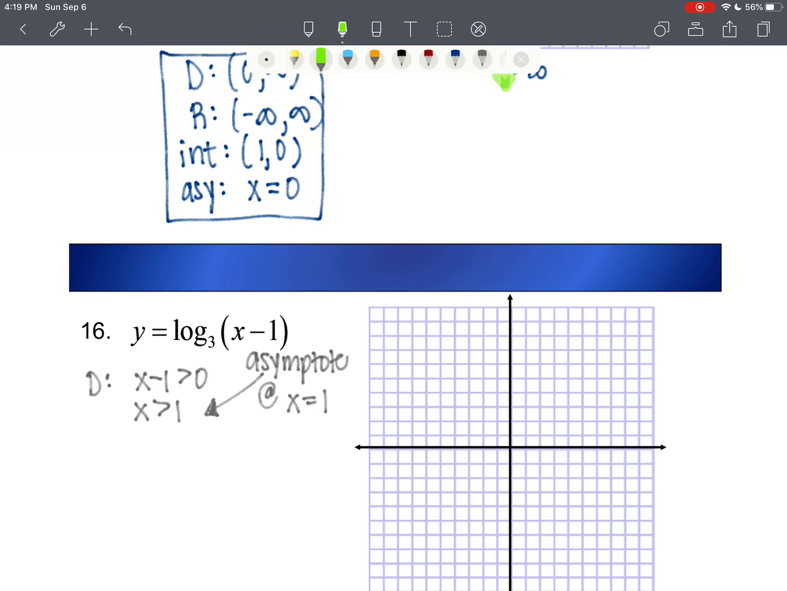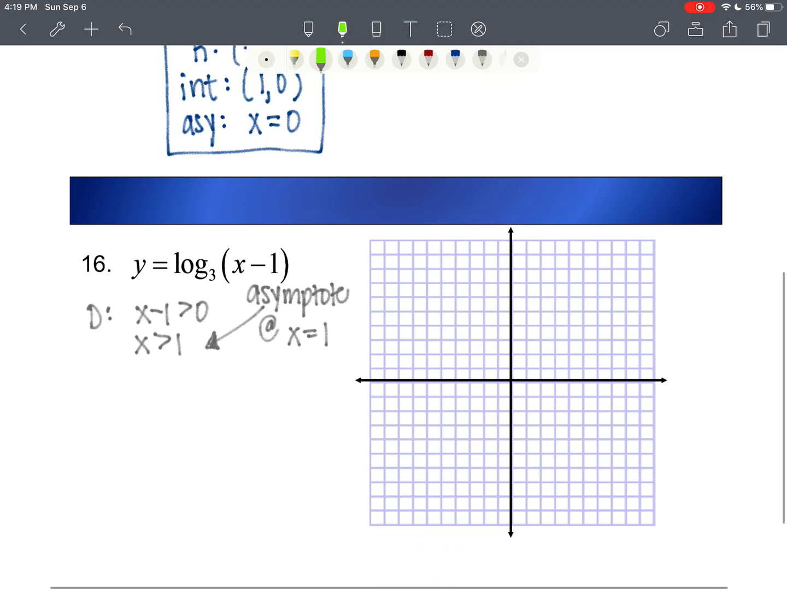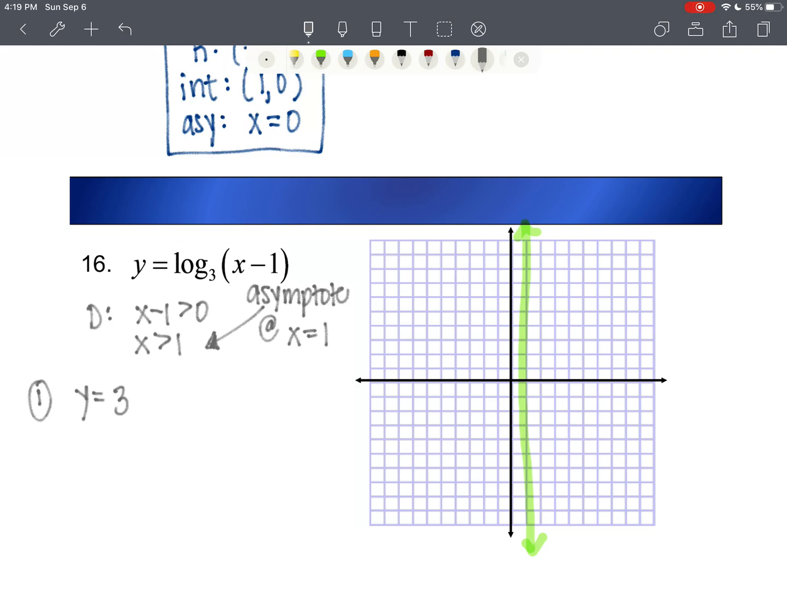Okay, so I'm gonna graph that first. My asymptote is at x equals 1. And all my inputs are going to be to the right. Now I'm going to go back to what I did in number 15. And I'm going to say, let's graph y equals, it's a base 3, so let's graph y equals 3 to the x. And then I'm going to shift right 1. So everything's going to get shifted right 1, as evidenced by our asymptote that's normally on the y-axis. It's shifted right 1 at x equals 1.